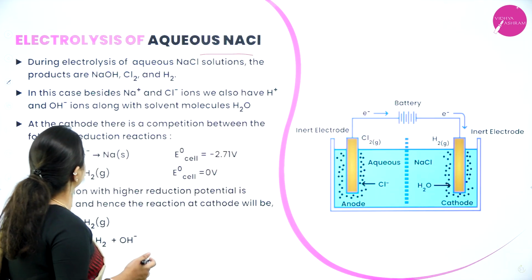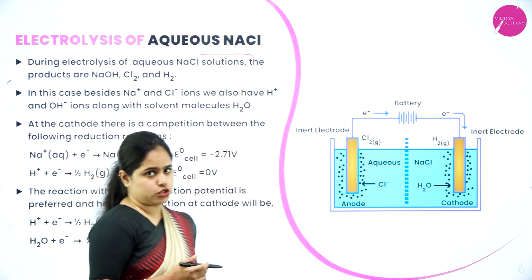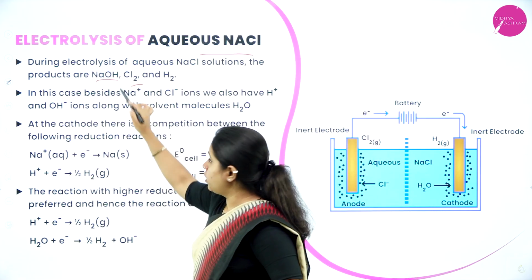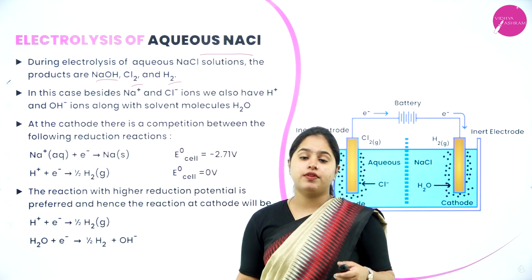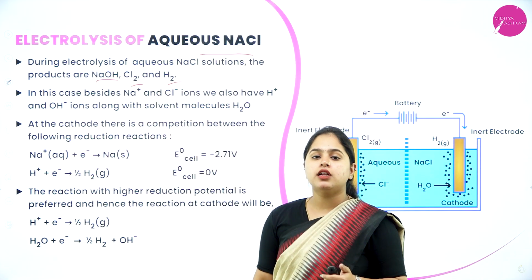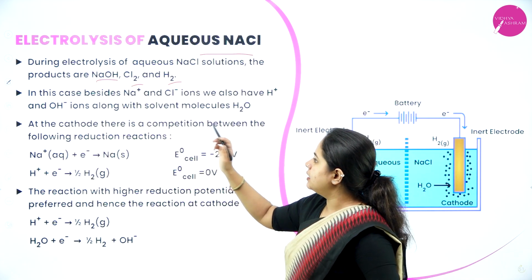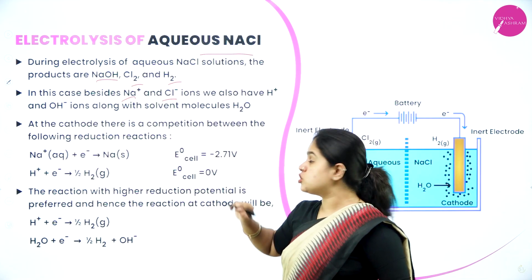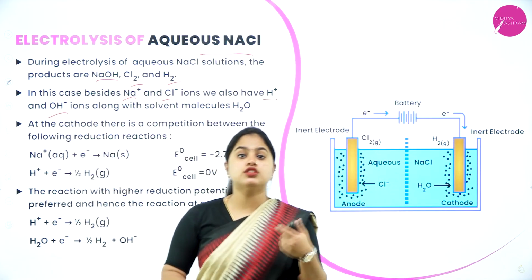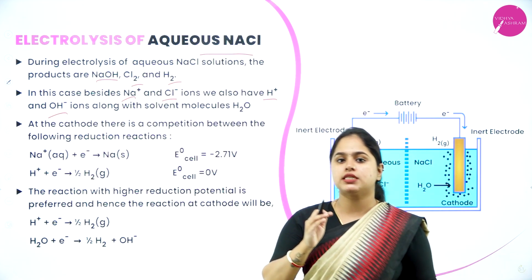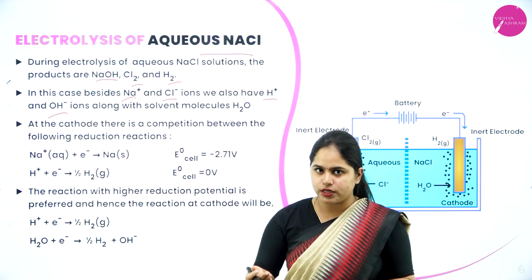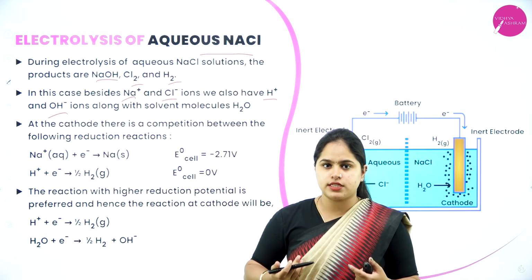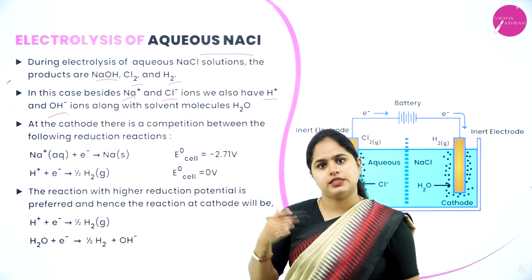So as you can see here, during electrolysis of aqueous sodium chloride solution, the products are: sodium hydroxide will be formed, chlorine gas will be liberated, and hydrogen gas will also be liberated. So there are a total of 3 products here. And in this case, besides Na+ and Cl- ions, we also have H+ and OH- ions from the water. Why were these not present in molten sodium chloride? Because there was no water there. Now it is aqueous sodium chloride. So a total of 4 ions are there: Na+, Cl-, H+ and OH-.